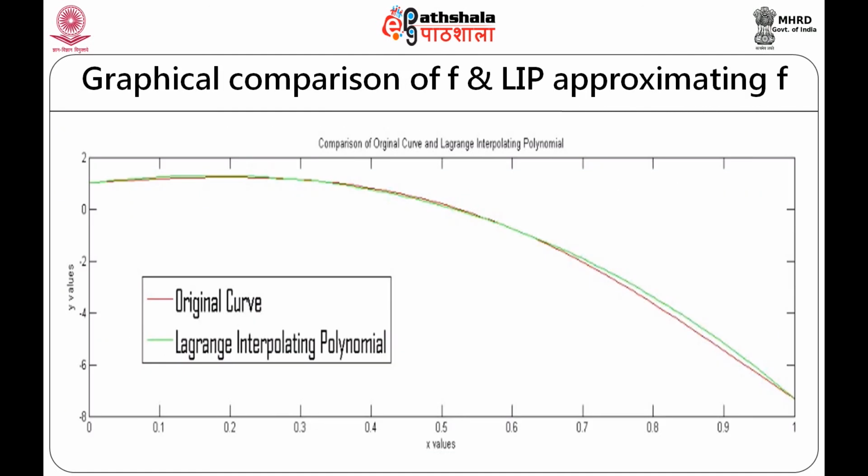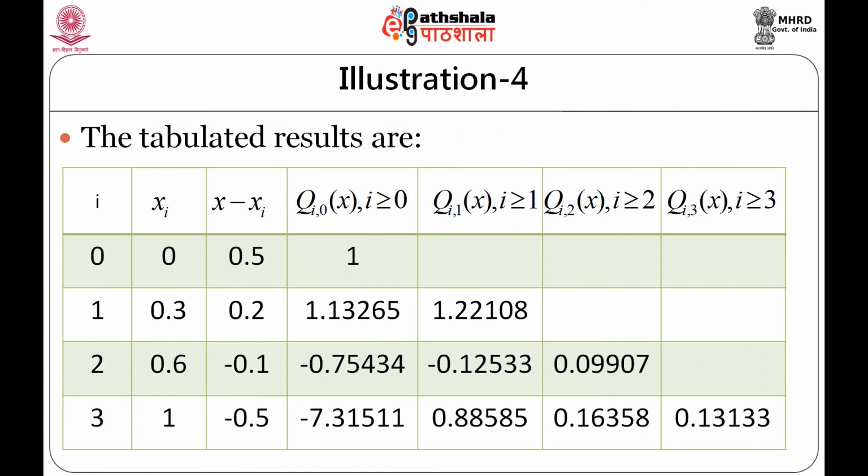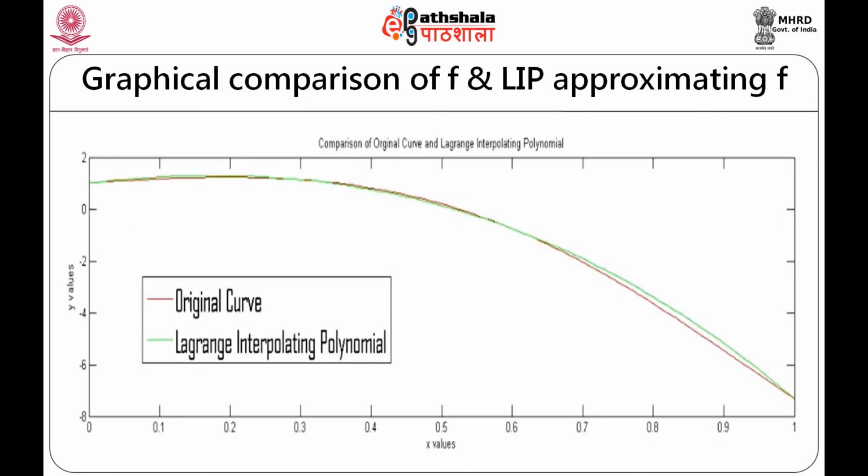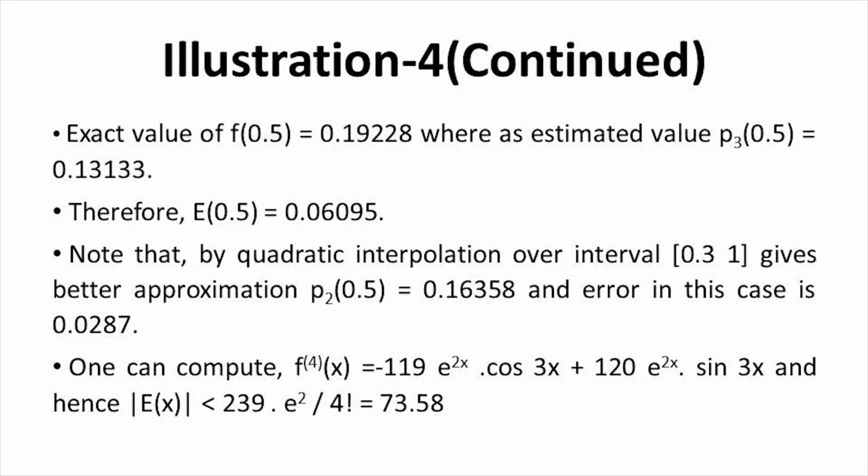If you look at the graphical representation here, then the original curve I know is given in red, and the green shows me the Lagrange interpolating polynomial. You can see that it matches quite closely on some portion and does not match in some portion, but it is quite close to the original curve.